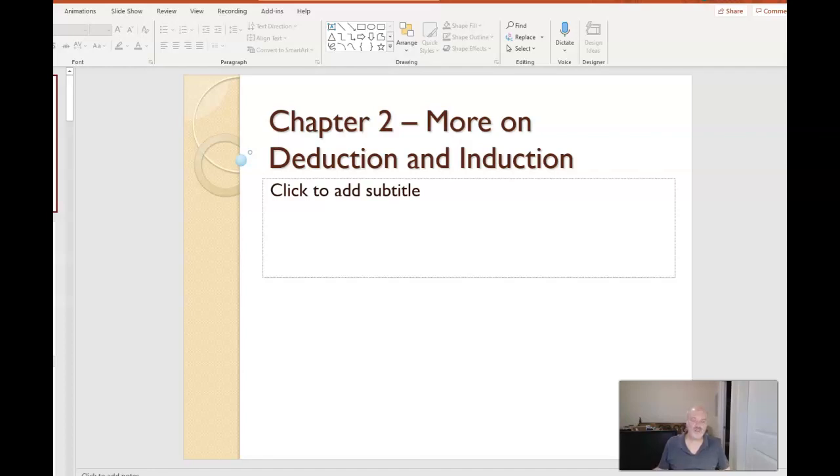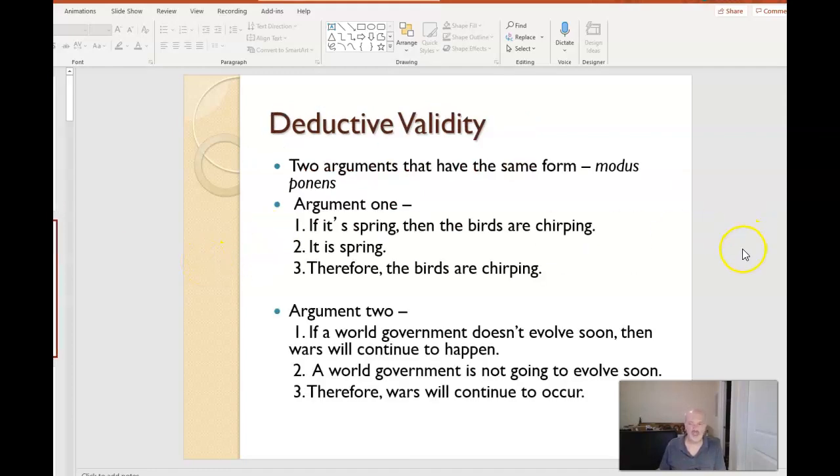Hi everyone, just a review of the Chapter 2 PowerPoint to give you more to focus on. Again, Chapter 2 does give us the most information in the book on deduction, and then we move away from that with informal fallacies for several chapters after this. So deductive validity is all about form or structure, the way the argument is ordered.